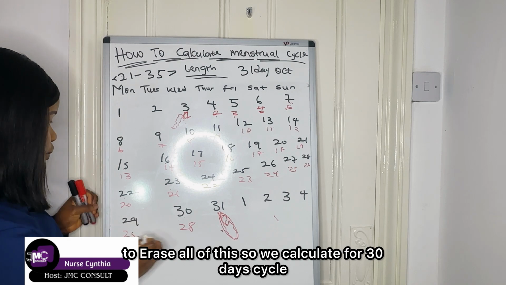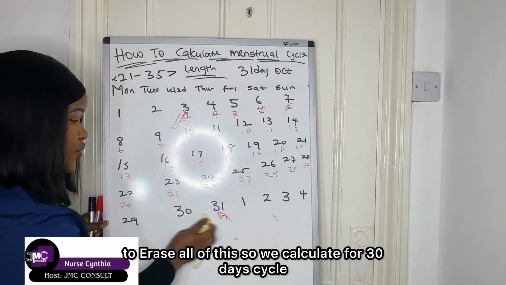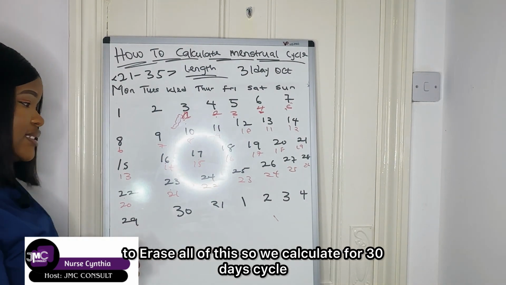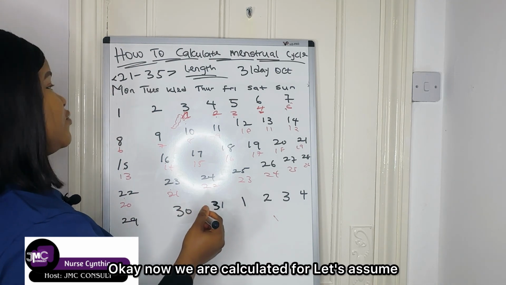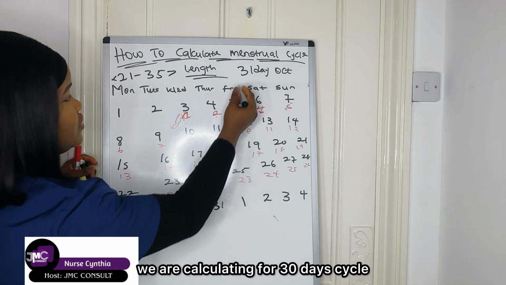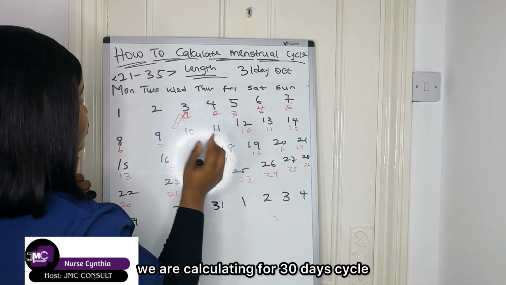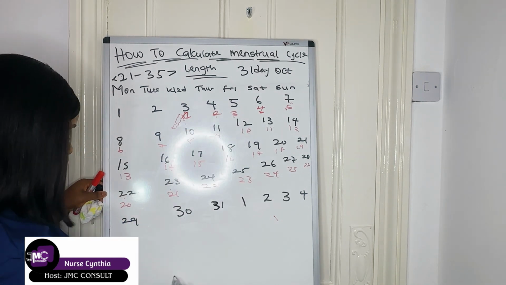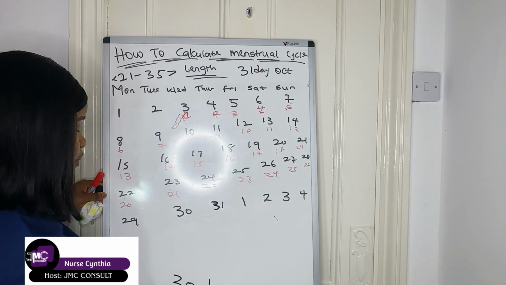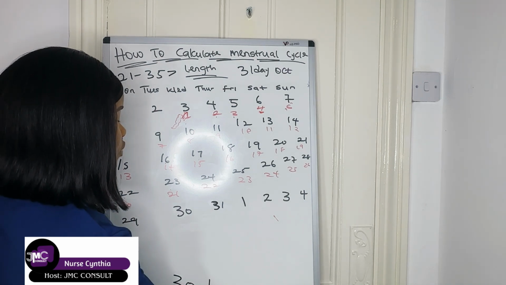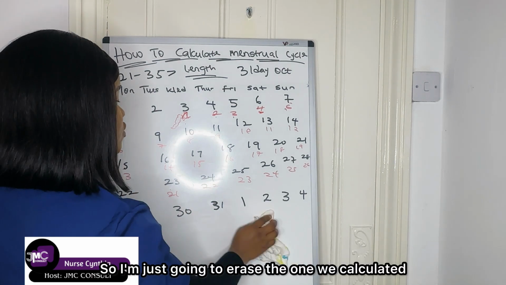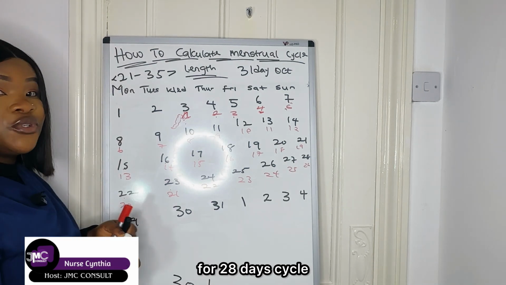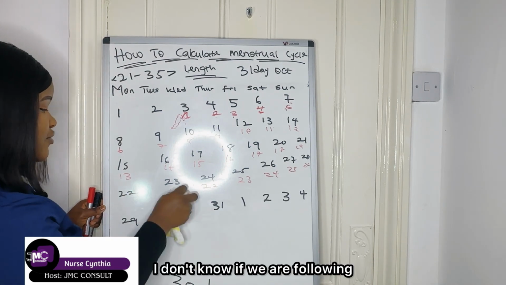Now we are going to erase all of this. So we calculate for a 30 days cycle. Let's assume we are calculating for a 30 days cycle. So I'm just going to erase the one we calculated for the 28 days cycle. I don't know if we are following.